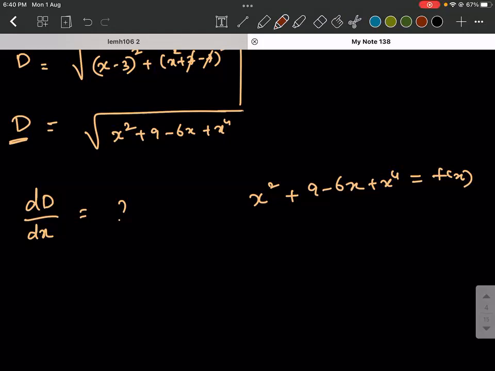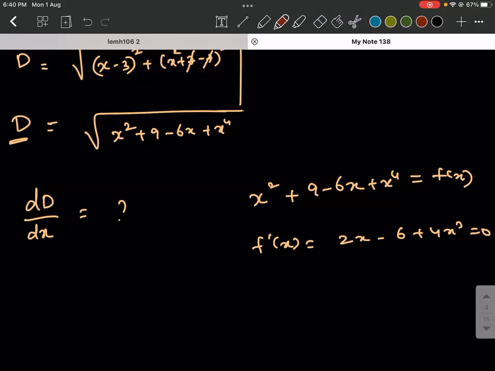Capital D is the square root of something. So who is deciding whether it is least, the square root or the function inside? So if the inside function is least, distance is least. So differentiate, take this as f of x, f dash of x is 2x minus 6 plus 4x cubed is equal to 0.